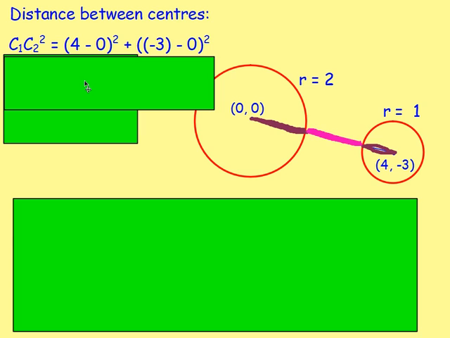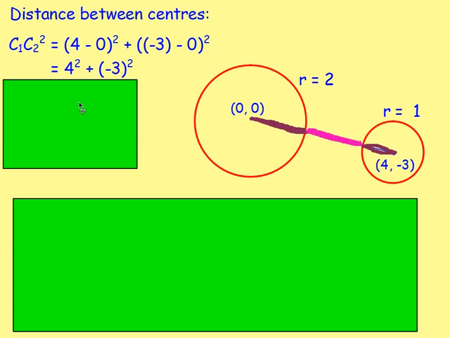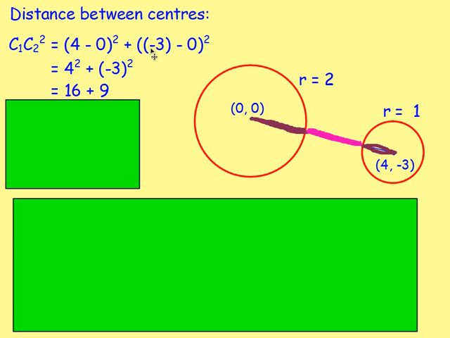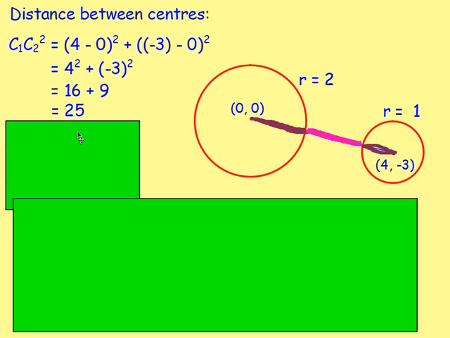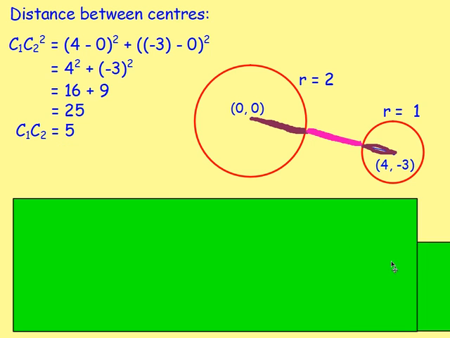The distance between them squared is going to be, and really you're using the distance formula, so you're going to have 4 take away 0 all squared plus -3 take away 0 all squared. From there, 4 take away 0 all squared is just going to be 4 squared, which will give you 16. And that -3 take away 0 is -3 squared, which is 9, meaning then the distance between these two circles squared is going to be 25. But we want to work out that actual distance, so square root it, and we would end up with 5. So we know the distance between them is just 5 units.